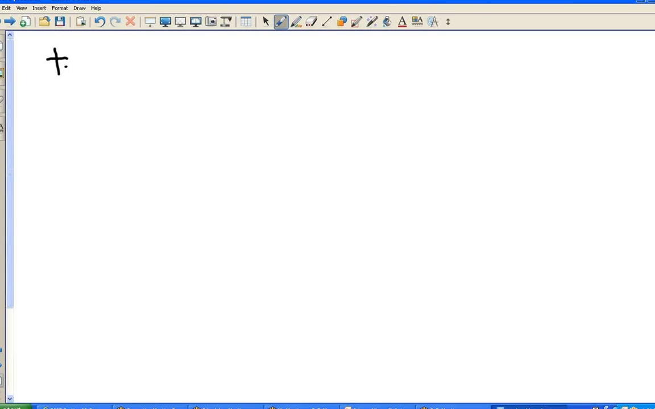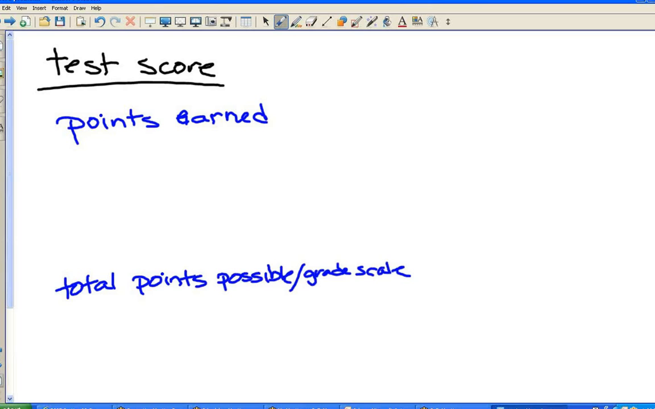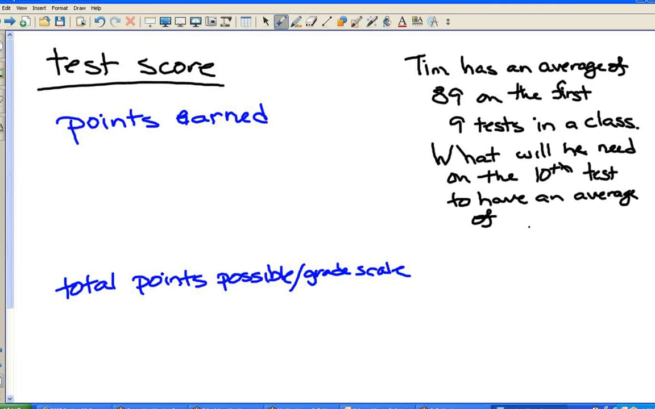This one I can't really draw a picture for, but I can reason it out into two things: points earned, and total points. This is a problem where a student probably wants to target an A, but could try to keep his B, so let's say he wants an average of 91 in the class. How many tests will there be in total?